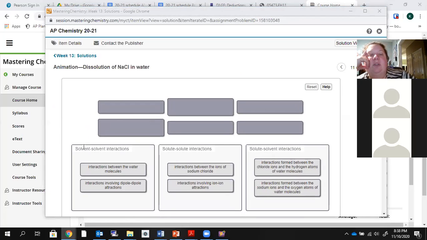And so if we have solvent-solvent interactions, that would be between the water molecules themselves. And then this one says dipole-dipole attractions. Sodium chloride doesn't have dipole-dipole attractions, it's ionic, so it doesn't have dipoles. So water is the only thing that would be able to have a dipole interacting with another dipole. So in the solute-solute interactions in the sodium chloride, that's where we get the ion-ion attractions between the ions of sodium chloride.